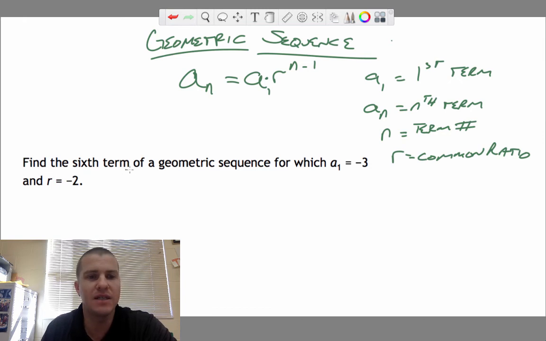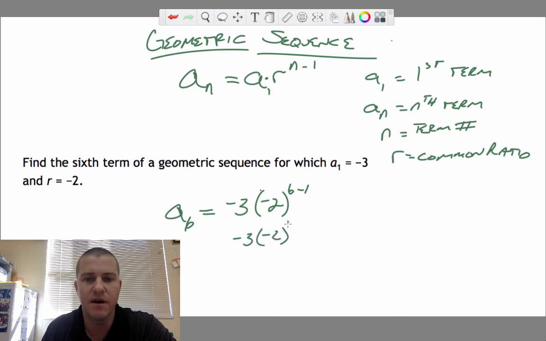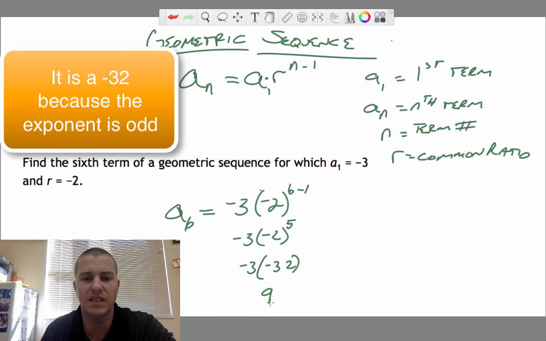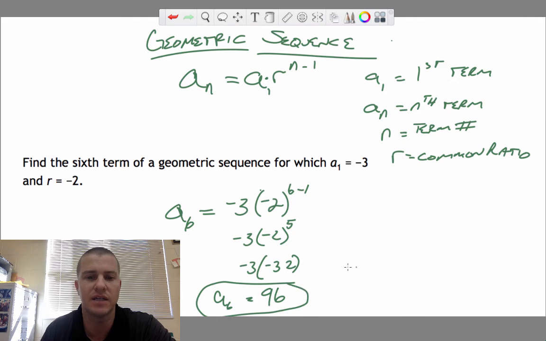So find the sixth term of the geometric sequence with a sub 1 being negative 3 and r being negative 2. So I'm trying to find a sub 6, where a sub 1 is negative 3, the common ratio is negative 2, raised to the, and because it's the sixth term, I'm going to plug 6 in for n. So simplify that. 6 minus 1 is 5. Negative 2 to the fifth becomes negative 32 times negative 3 becomes positive 96. So the sixth term is going to be positive 96.